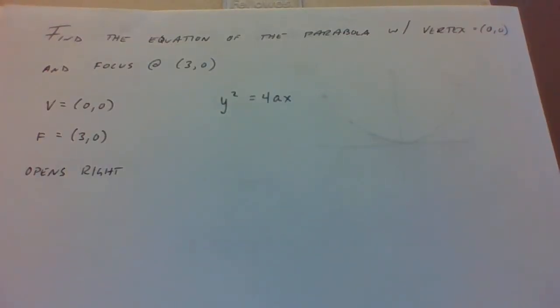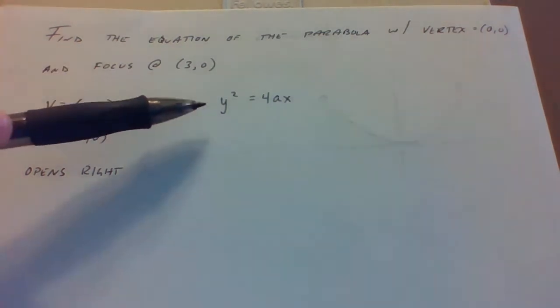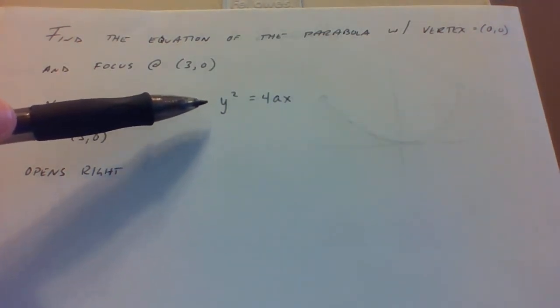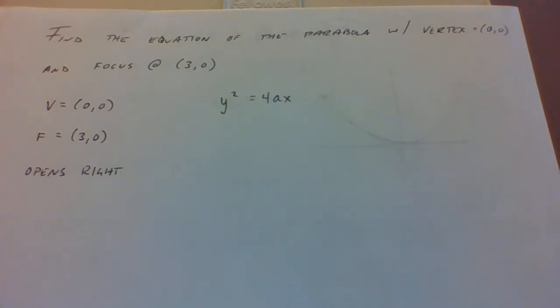So here I'm summarizing some of our information. We have our vertex and our focus. We know our parabola is going to be opening to the right, and because of that, we know we're going to be using the formula y squared equals 4ax.